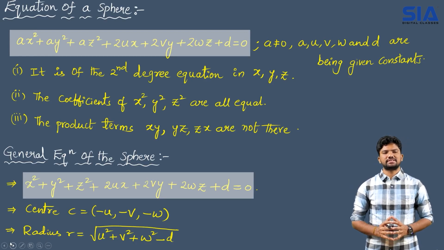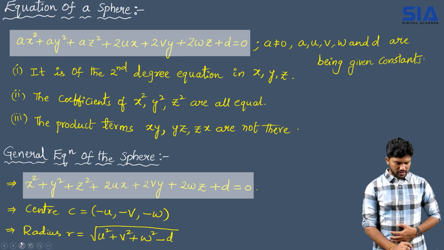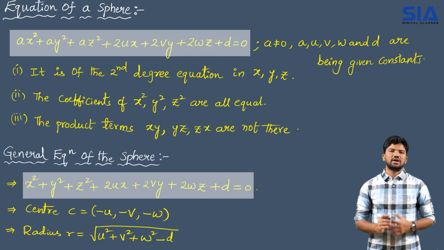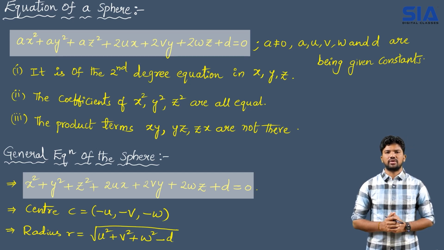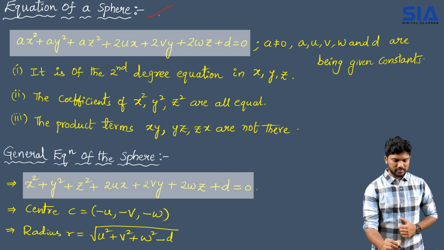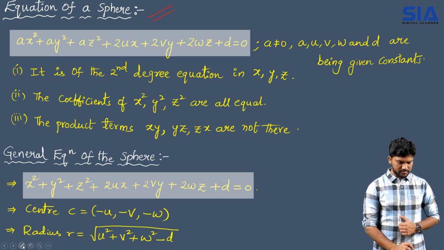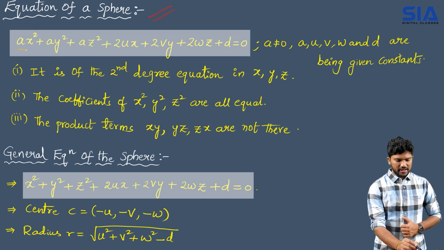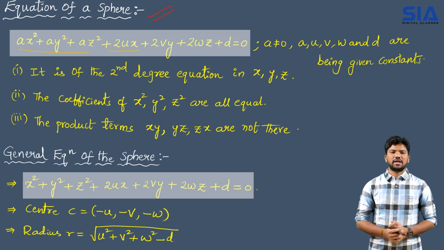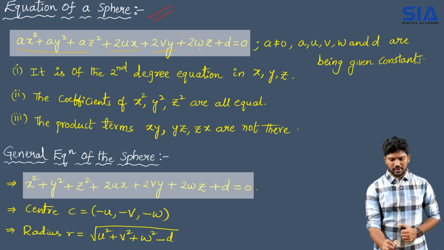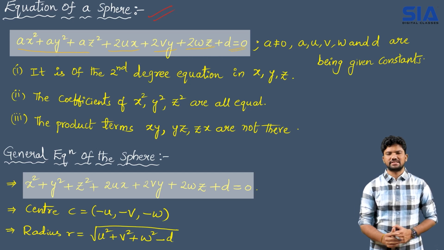Now we are going to discuss the equation of a sphere: how the general equation of a sphere looks, and what the standard equation of a sphere is. First of all we are going to discuss: a x square plus a y square plus a z square plus 2ux plus 2vy plus 2wz plus small d is equal to 0.